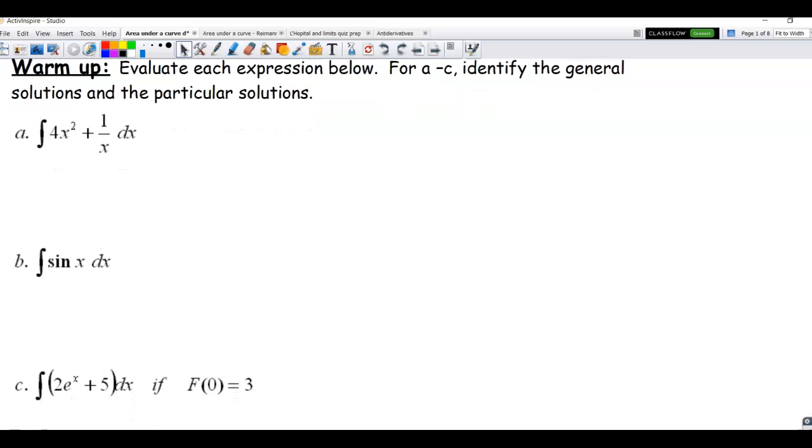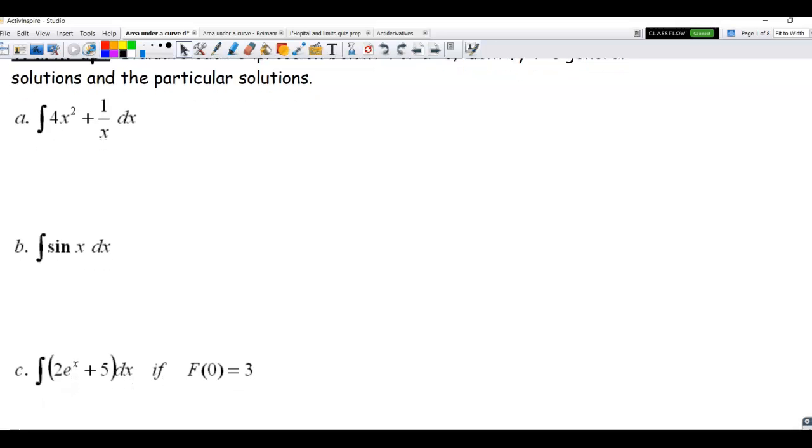So the warm-up tells us to evaluate each expression below, identify general solutions and particular solutions. So letter A, we're finding the antiderivative of 4x squared plus 1 over x. The first term is going to require the reverse power rule, so we're going to increase the power by 1. That'll give me 4x cubed over 3.